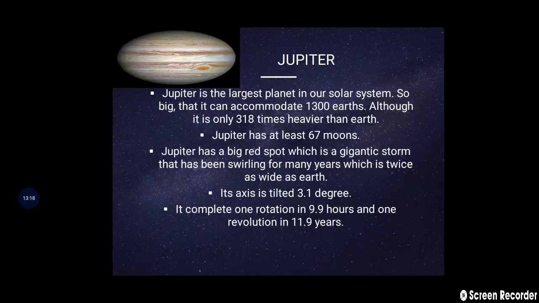This red spot is also twice the size of the Earth. How big it is, you can imagine that. Its axis is tilted 3.1 degrees. It's too small. It completes one rotation in 9.9 hours and one revolution in 11.9 years.